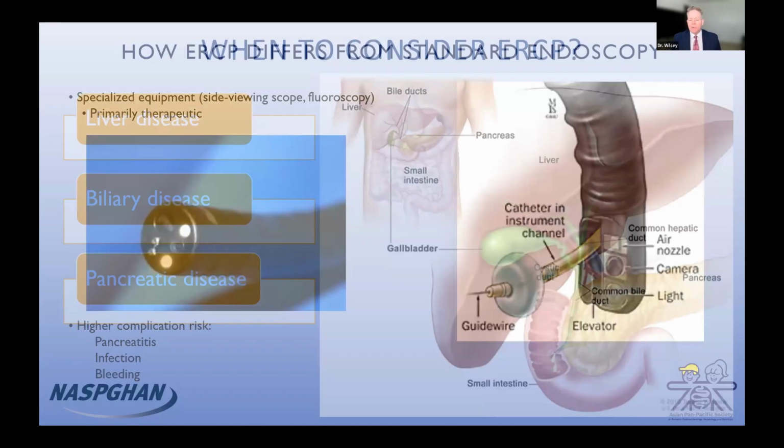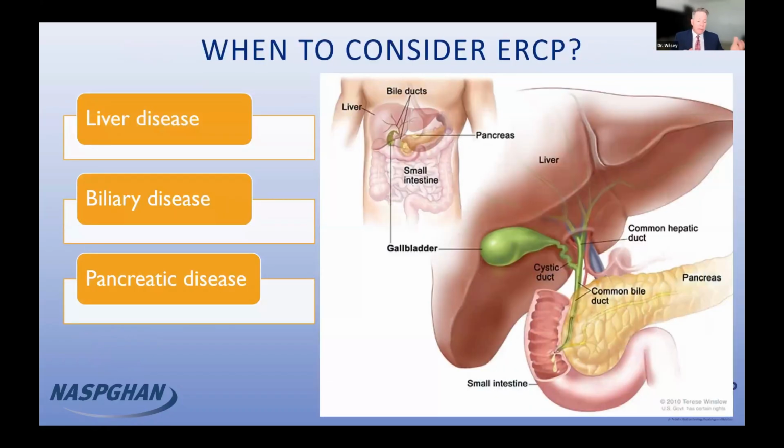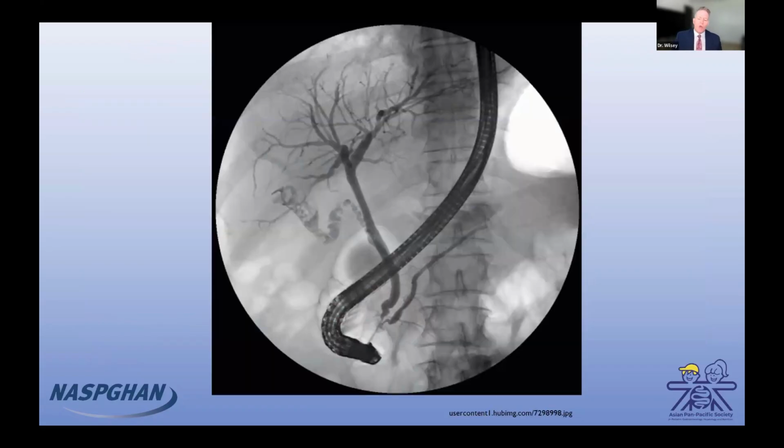And when do you consider doing an ERCP? When you have problems with liver disease, biliary disease, and pancreatic disorders. We're going to talk about those indications, and the use of the endoscope and fluoroscopy. Here's an image of the bile duct full of gallstones, the biliary tree of the right and left intrahepatic ducts, as well as the pancreatic duct that crosses midline.